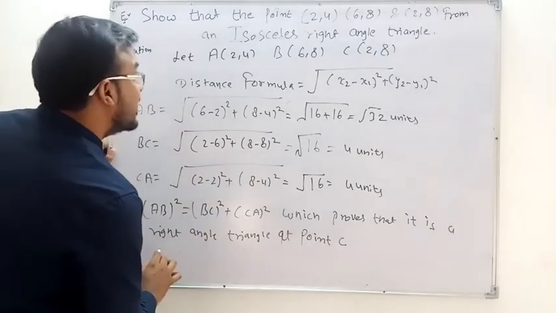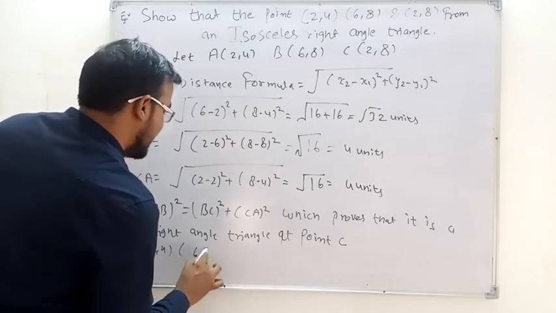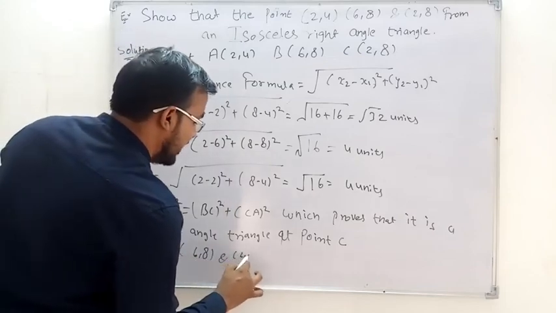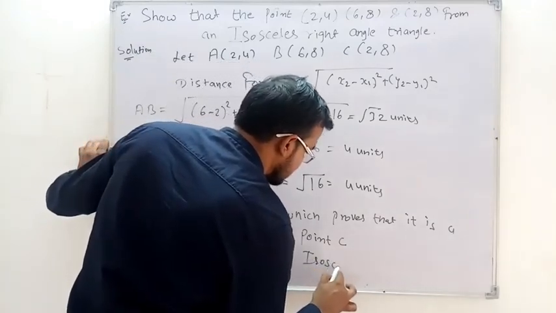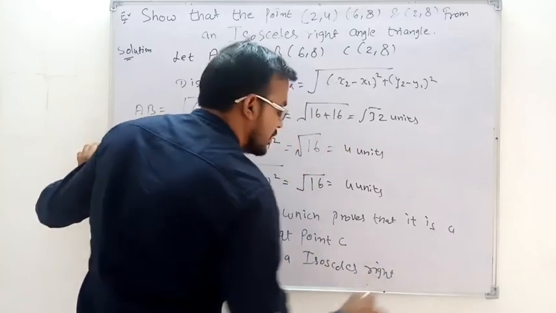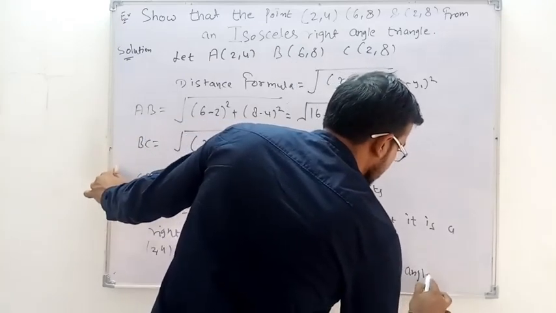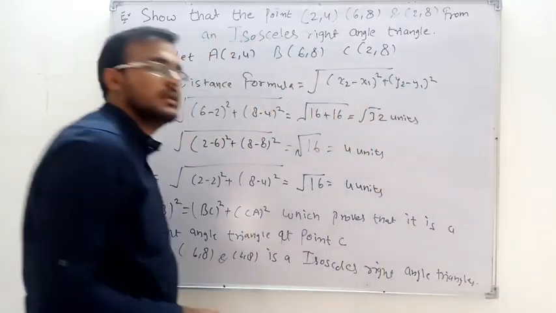So we can say that the points (2, 4), (6, 8) and (2, 8) form an isosceles right angled triangle. Thank you.